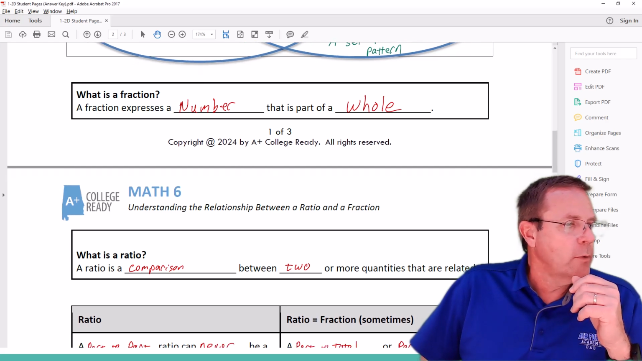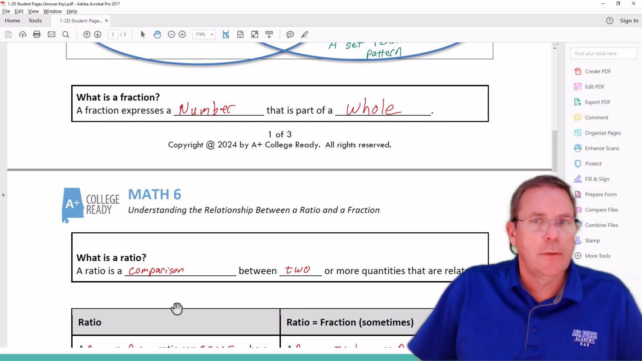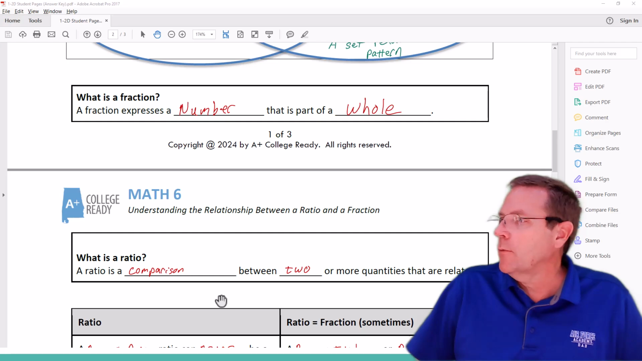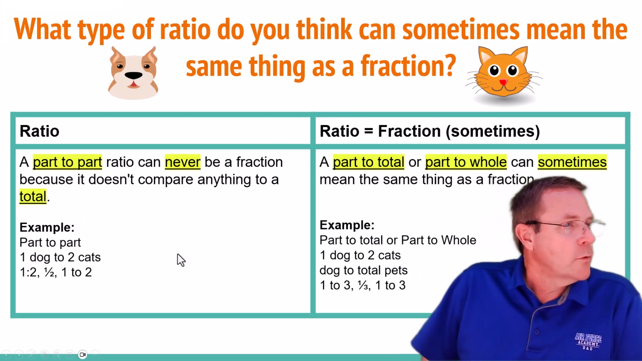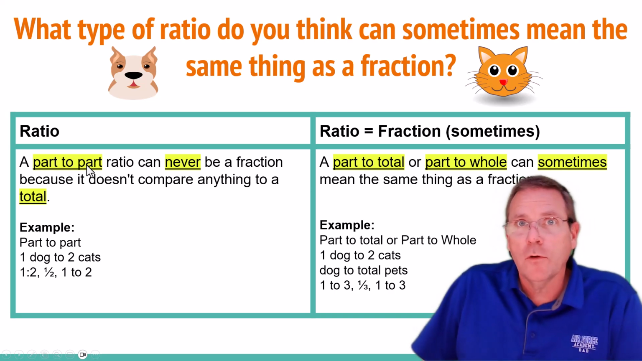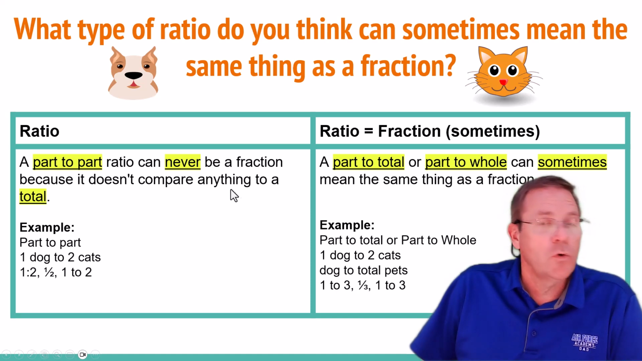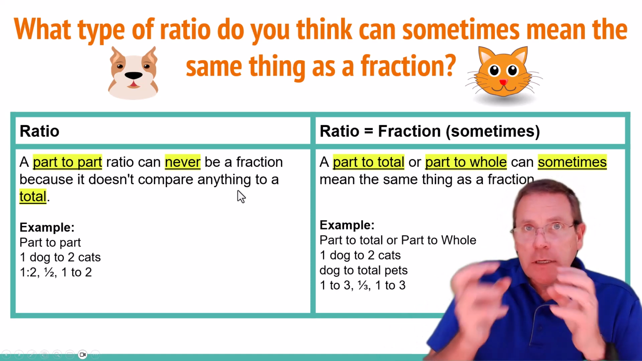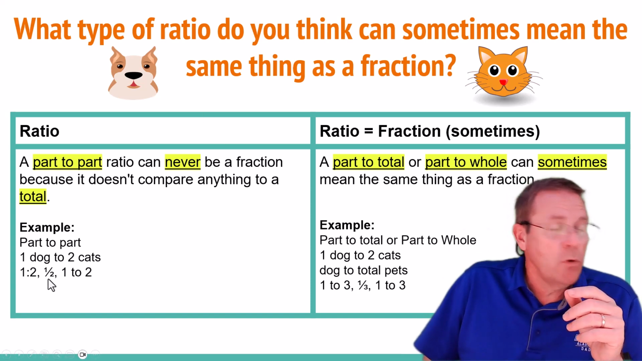Now we're going to scroll down a little bit further, and we're going to compare ratios to fractions and the differences between them. So we're going to jump back to our PowerPoint, let's see if I can get it to pop up here. There we go. So in the PowerPoint, it says a ratio is going to be a part to a part. There's a place for you to be writing this in your notes. And it can never be a fraction, because it doesn't compare anything to a total. So let's discuss that a little bit more. It can be written as a fraction. It says never be a fraction, but look right there, it's a fraction.